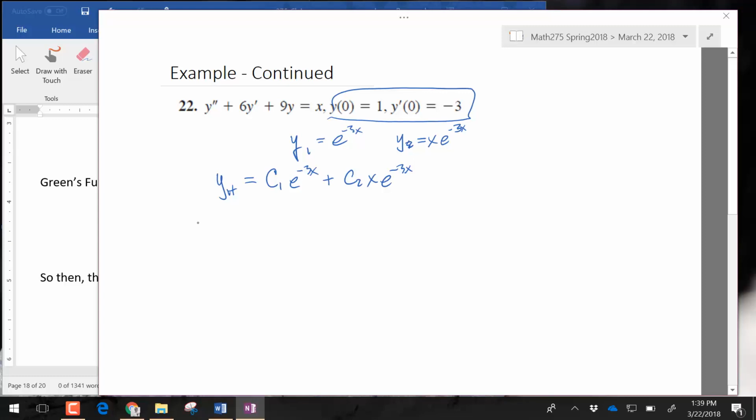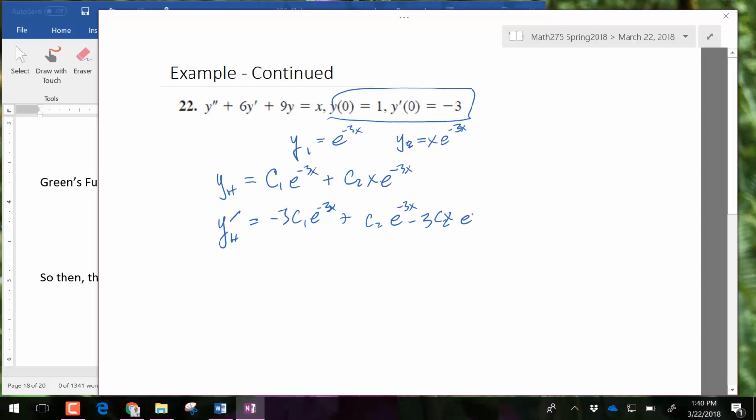So at x is equal to 0, first we need the first derivative. So this is negative 3 c1 e to the negative 3x plus, and this is a product rule, derivative of the first times the second plus the first times the derivative of the second. And then let's put in those values.